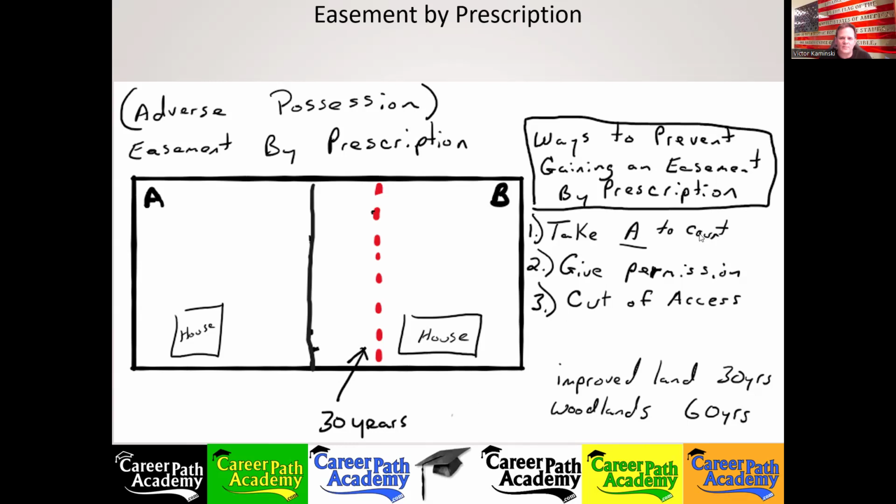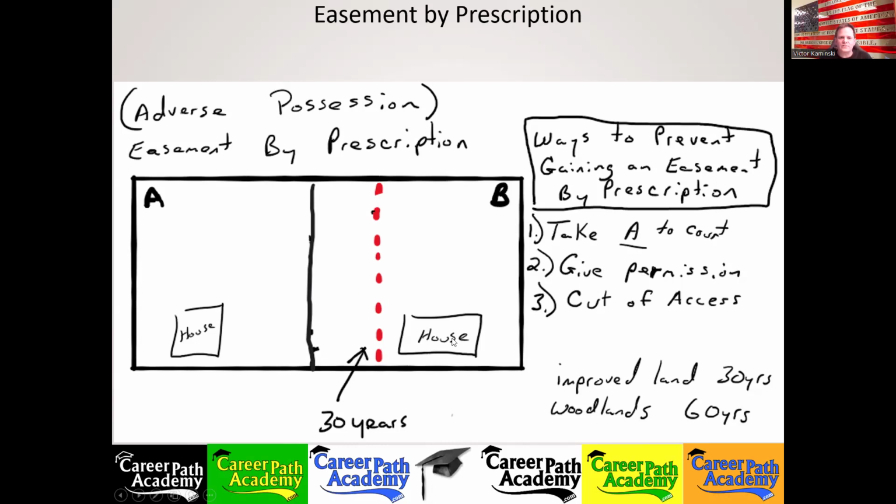Well, they could take them to court to get them off of their property. They could give them permission to use it till the end of the month. Or they could cut off their access by putting up a fence where it actually belongs, right on the property line. Now, how did this fence get there and who put it there? Hey, it could have been lot owner B that put the fence inside their property line just trying to be a good neighbor because they weren't exactly sure where the property line was.